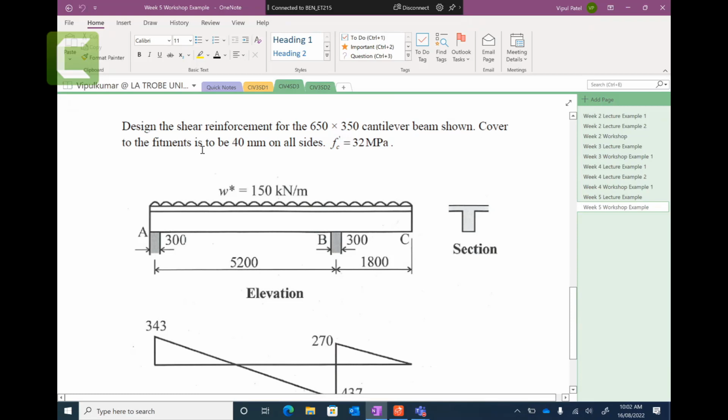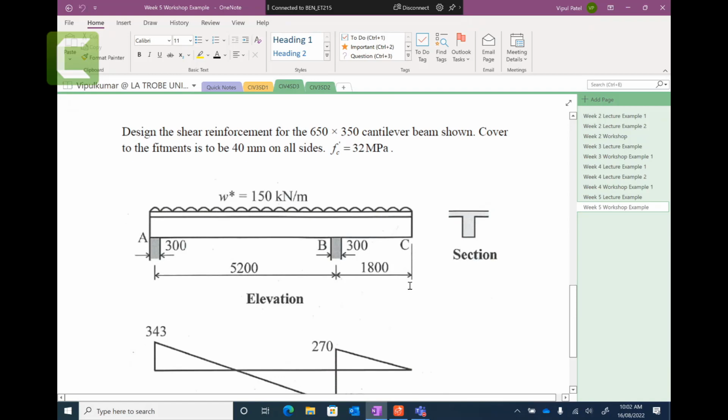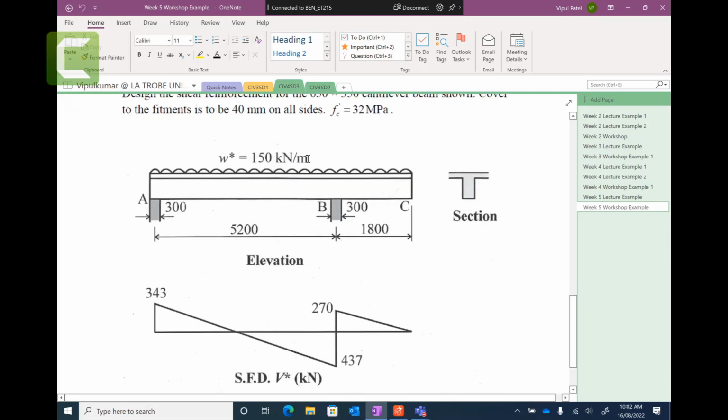The cover to the fitment is to be 40 millimeters on all sides, and the concrete compressive strength is given as 32. Loading is given as a UDL of 150 kilonewtons per meter. You have been given supports 300 millimeters wide at A and B, and BC is the cantilever part. The shear force diagram is drawn for you.